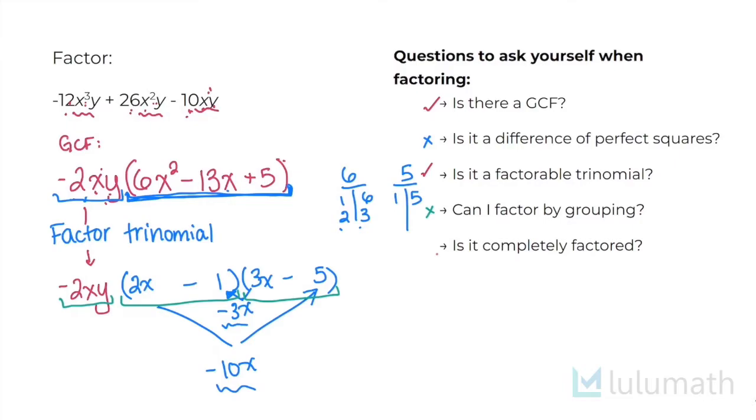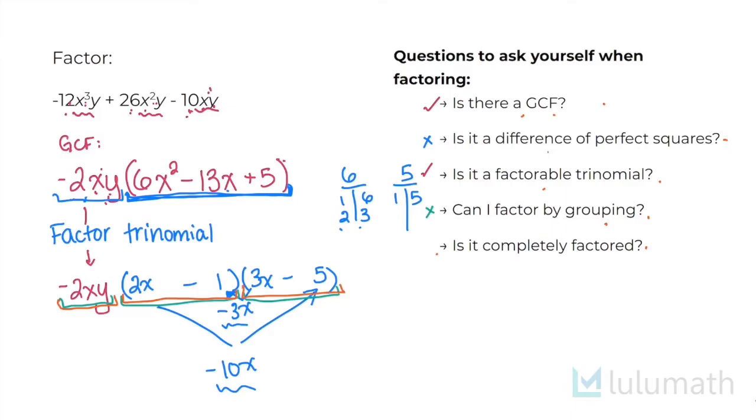Then I'm going to ask myself, is it completely factored? So I'm going to go through my list again and make sure that there's nothing else I can do with each one of my new factors that I have here. So again, this negative 2xy, there's no GCF. It's not a difference of perfect squares. It's not a trinomial, and we already said we can't factor it by grouping. For 2x minus 1, there's no GCF. It's not a difference of perfect squares because 2 is not a perfect square, x is not a perfect square. It's not a factorable trinomial because it's 2 terms and not 3, and we already said we can't factor by grouping.